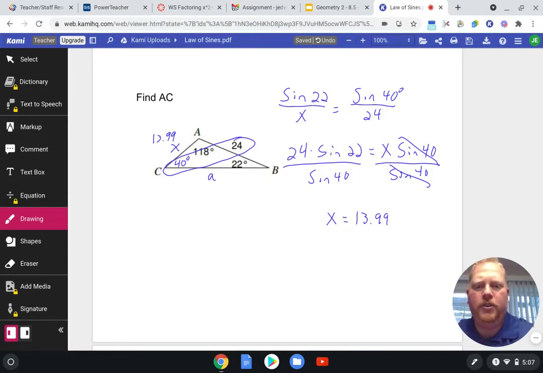Let me do my little double check. So the 13.99 is across from the 22, and the 40 degrees is across from the 24. So I've got the smaller side, which is 13.99, across from the smaller angle, and the bigger side, 24, across from the bigger angle, which is 40. So that matches with what we know to be true. So I feel pretty confident in knowing that x is 13.99.